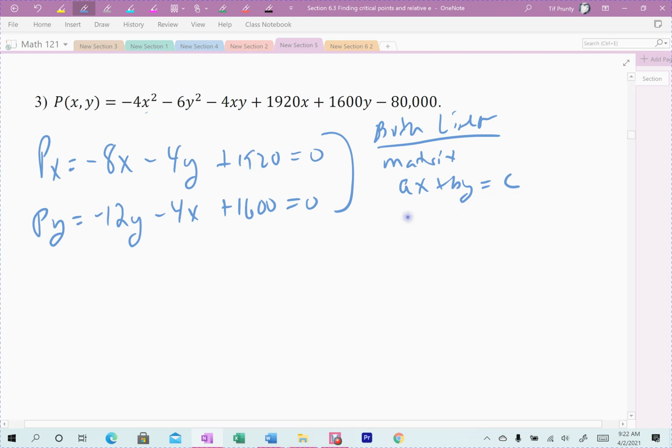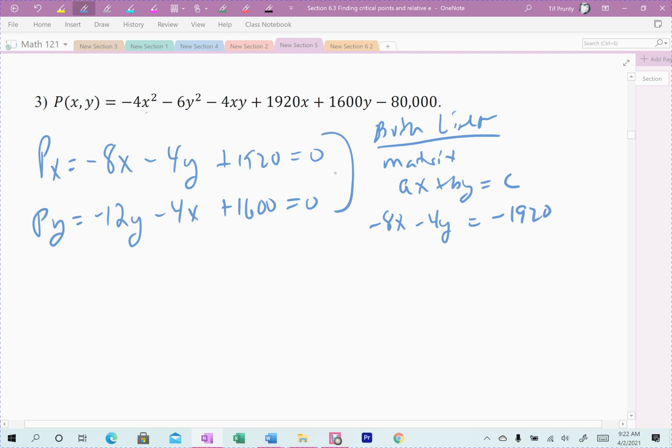And so in the first one, it's negative 8x minus 4y. I move this to the other side. Well, when I move it to the other side, I subtract it. So make sure you're careful. It's negative 1920 when I move it to the other side. And the same thing for the second one.